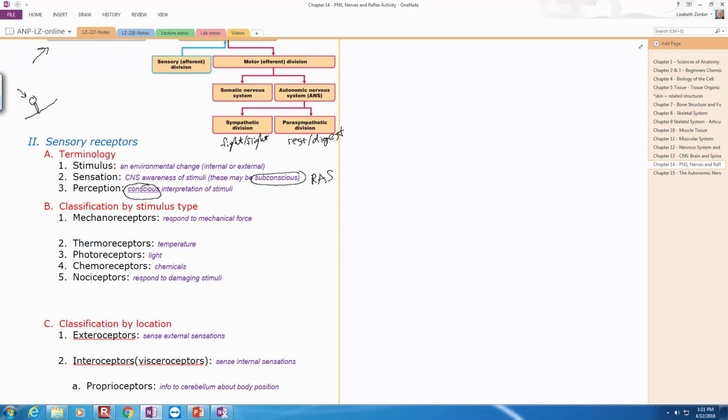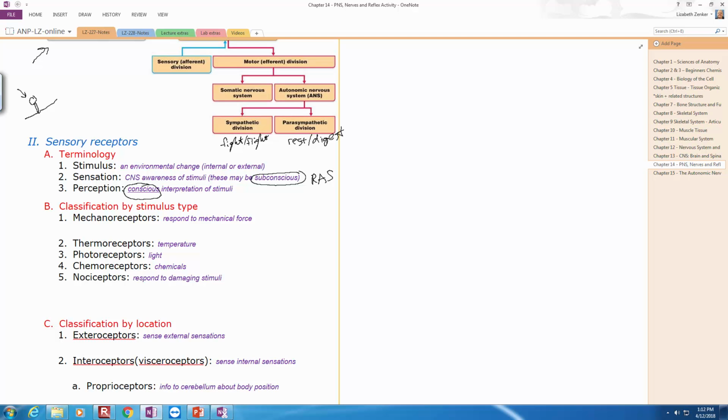But if there's a change or something happens and now you perceive something, right? Maybe that perception is I brought it to your attention and now you're thinking, why'd she have to tell me the chair was hard? Now I know it's hard and I'm paying attention to it being hard. So perception is where the RAS helps determine this part, and the RAS makes you aware of the event or the stimulus, okay? So that's the difference between sensation versus perception.